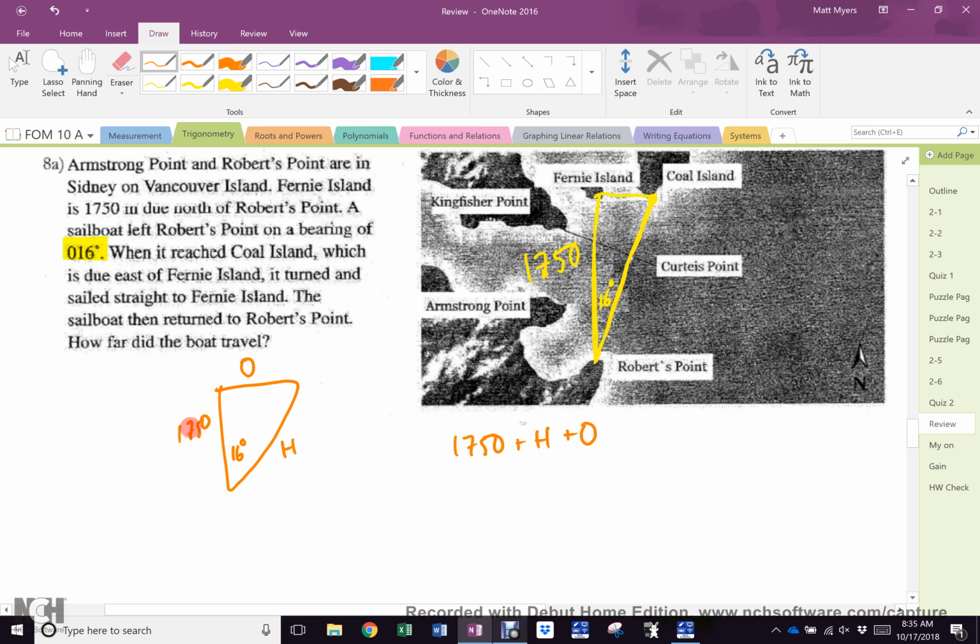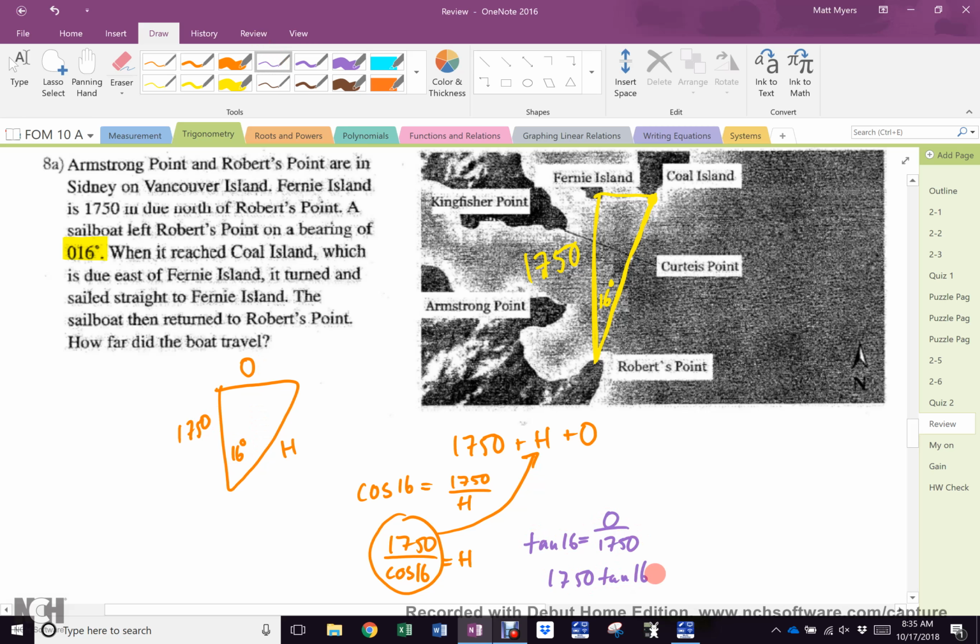What uses A and H? Cos. So cos of 16 equals A over H, 1750 over H. So 1750 divided by cos 16 equals H. So that can go right there, can't it? And then opposite and adjacent. Tan 16 equals opposite O over adjacent 1750. So 1750 tan 16 equals O. And that can go right there. And I believe the answer is something like 3,300 and something. But I don't remember.